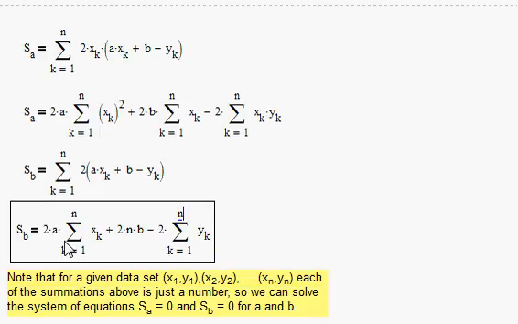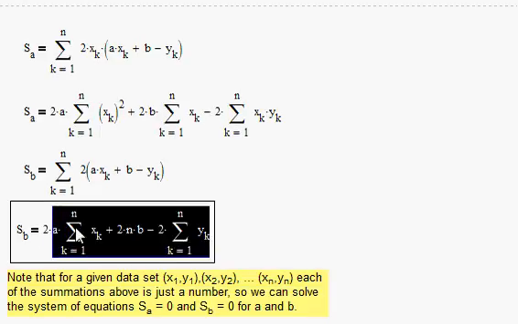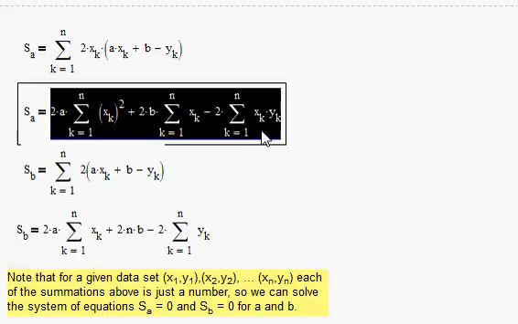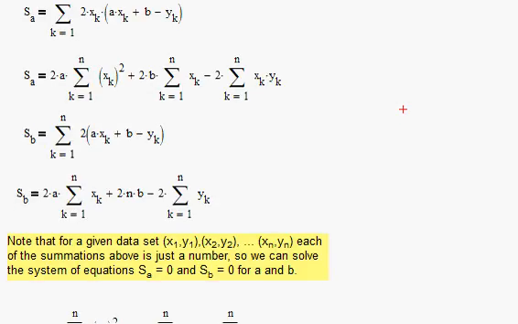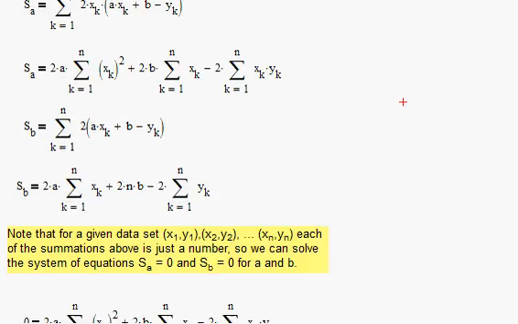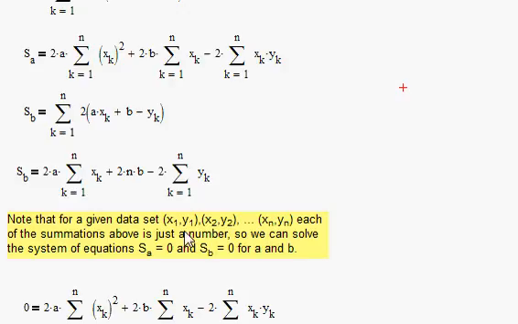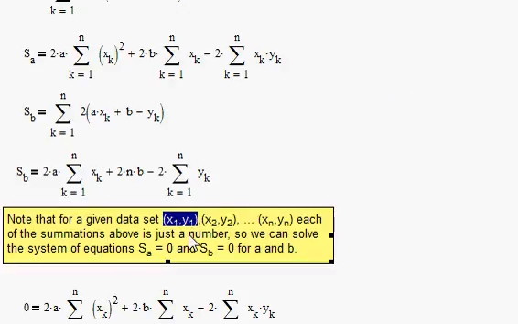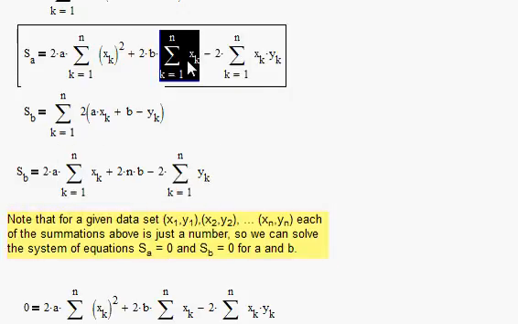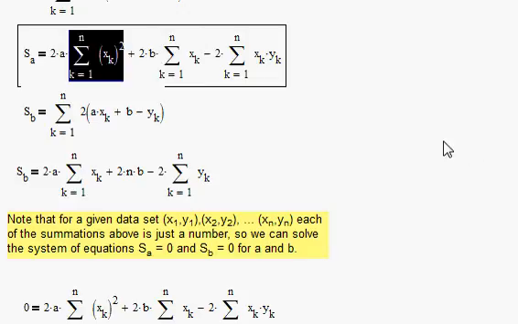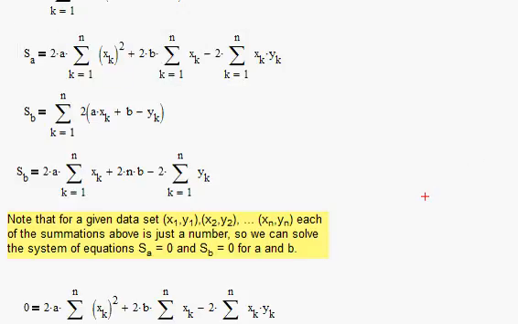So both of these, that's SB and our SA, we want those to be 0. And for each data set, each of the summations is just a number. So this is a number, this is a number, this is a number, this is a number, this even is a number.